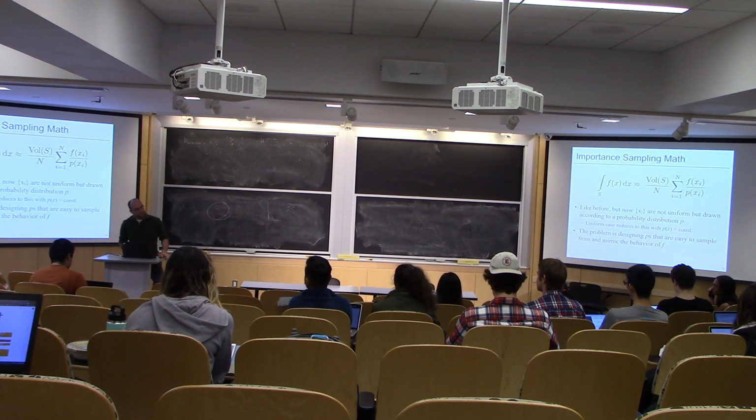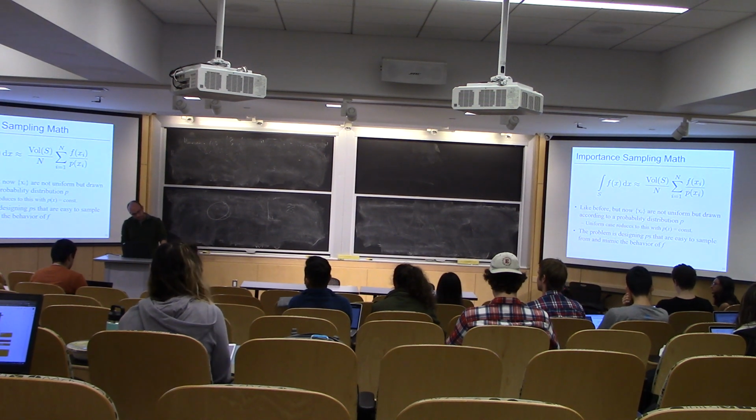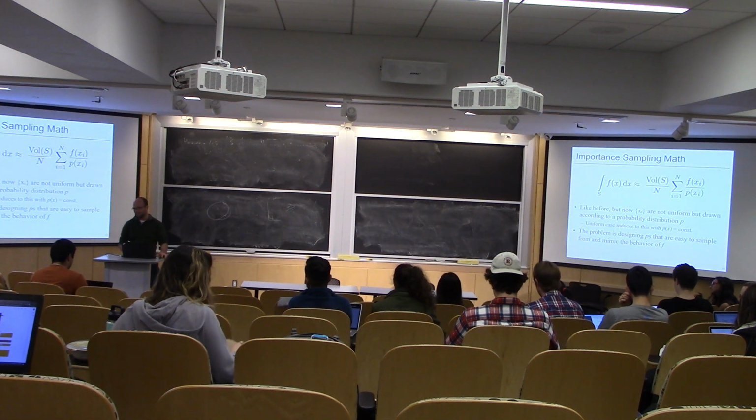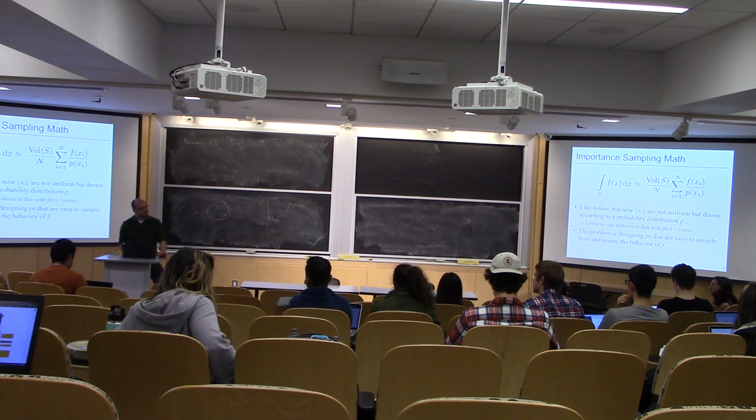So of course, the problem of designing p's, you can use any p that you want, and in theory it'll converge if you generate enough samples, but you really want to choose one that mimics the behavior of your BRDF, your reflectance, maybe something about your scene. And this is really an art rather than a science. And nothing is perfect, but there are a lot of things you can do that are better than uniform.